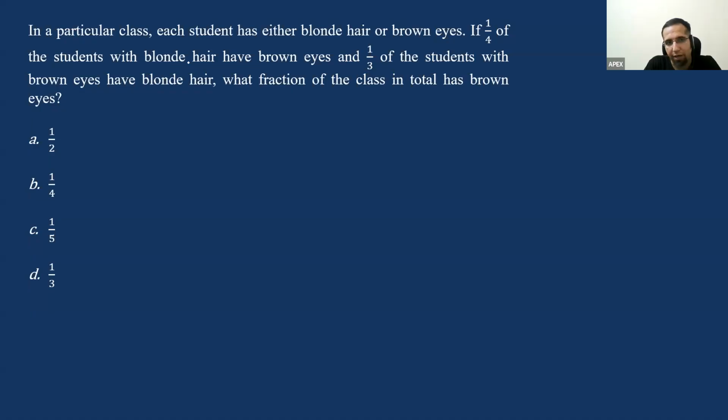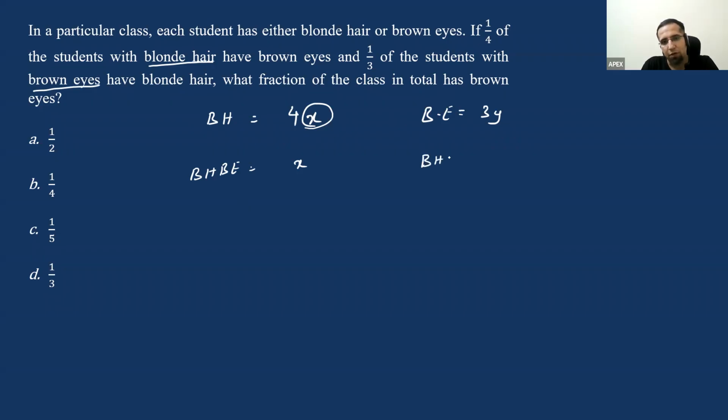1/4 of the students with blonde hair. Let me assume that blonde hair has 4x total number of students, and brown eyes is equal to 3y. Now, 1/4 of the students, that means x people, have blonde hair and brown eyes. Similarly, here, what do we have? y people will have blonde hair and brown eyes. And I'm talking about the same class. If I'm talking about the same class, can I say the number of people who are having blonde hair and brown eyes should be same? So x is equal to y.